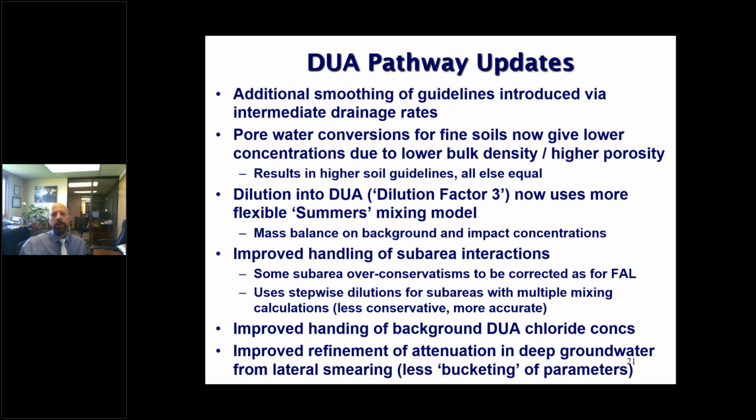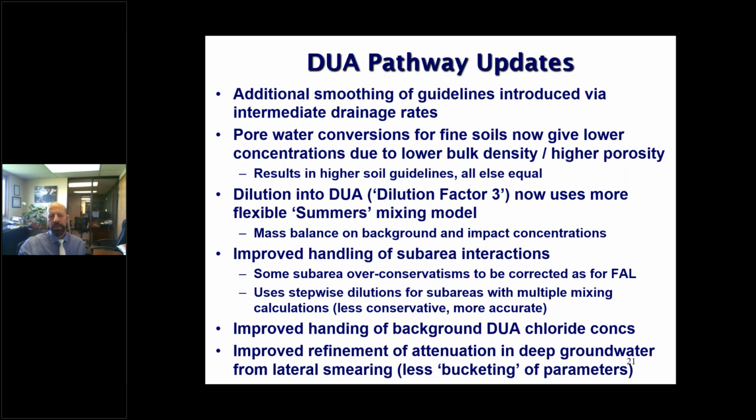DUA pathway: these intermediate drainage rates obviously have a big effect on DUA risk because they affect the rate of salt moving downwards towards the DUA. Pore water conversions are different due to the different bulk densities. And there's a more elaborate mixing into the DUA going on using a flexible Summers model instead of a simple DF3. It's similar in many ways, but the Summers model allows more robust handling of background chloride in multiple subareas. And there have been some other tweaks in the background to improve the handling of interactions between different subareas also.